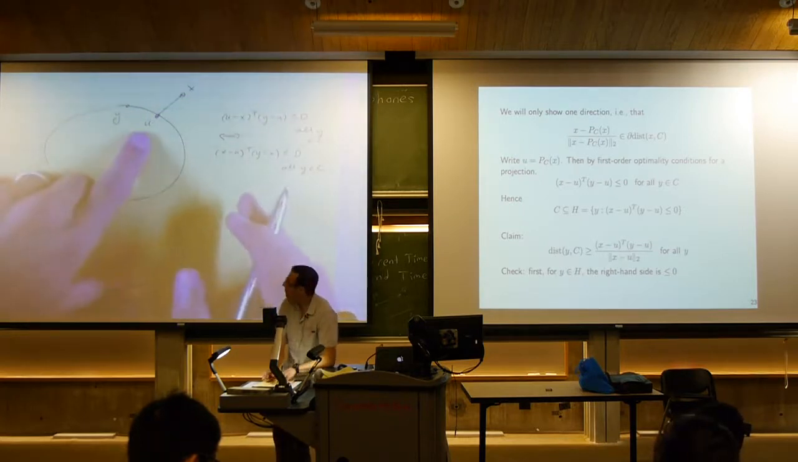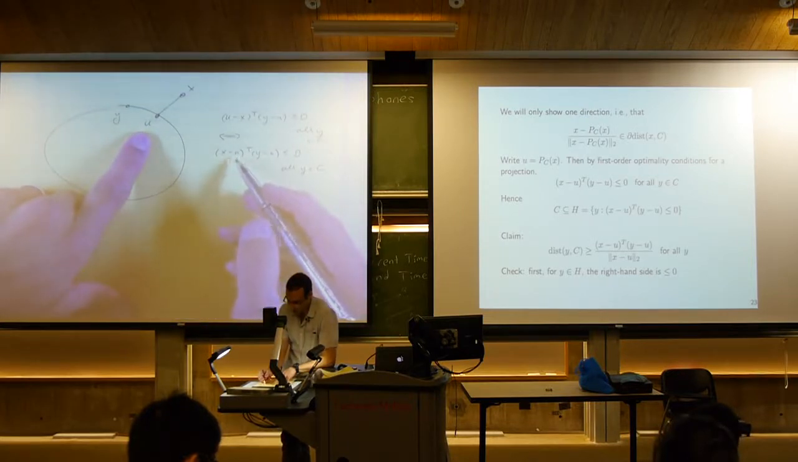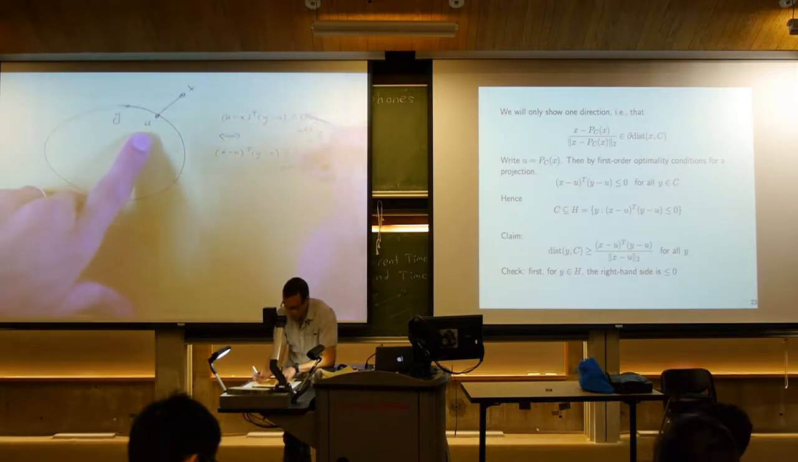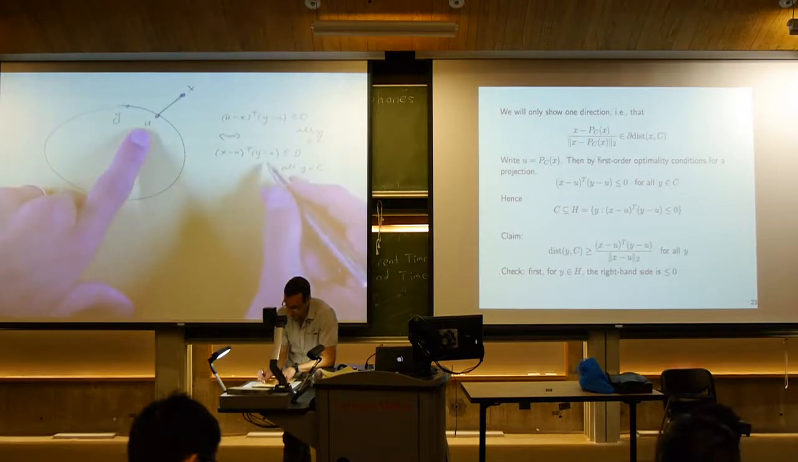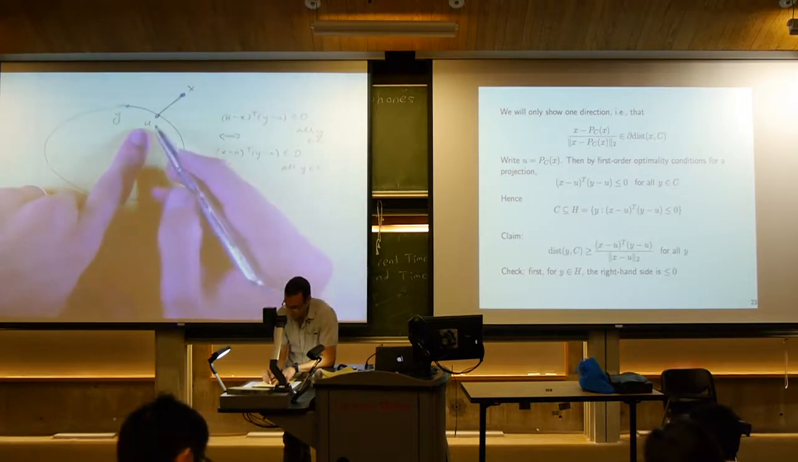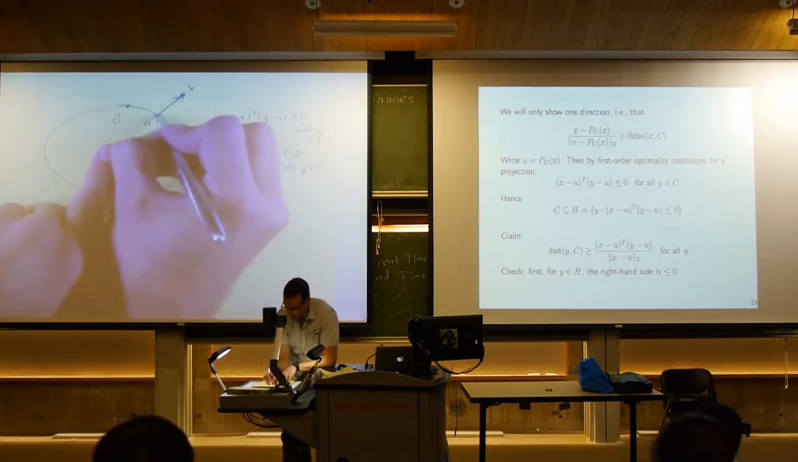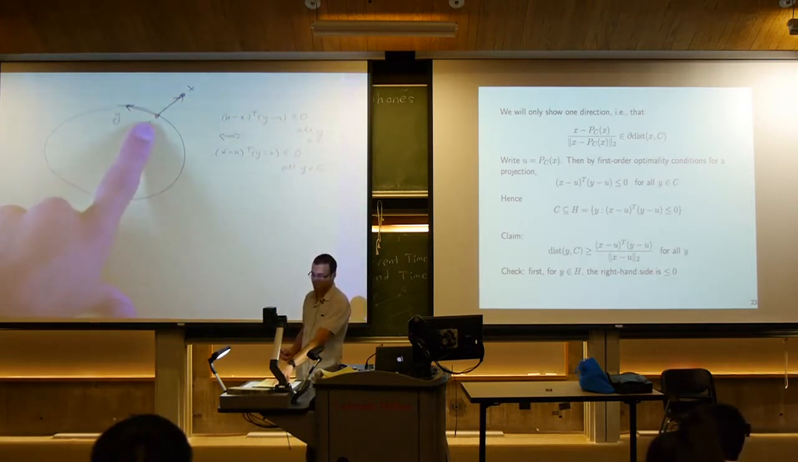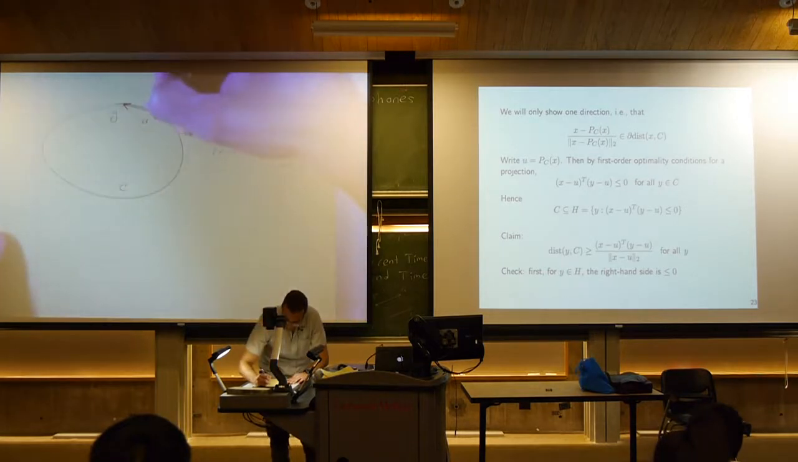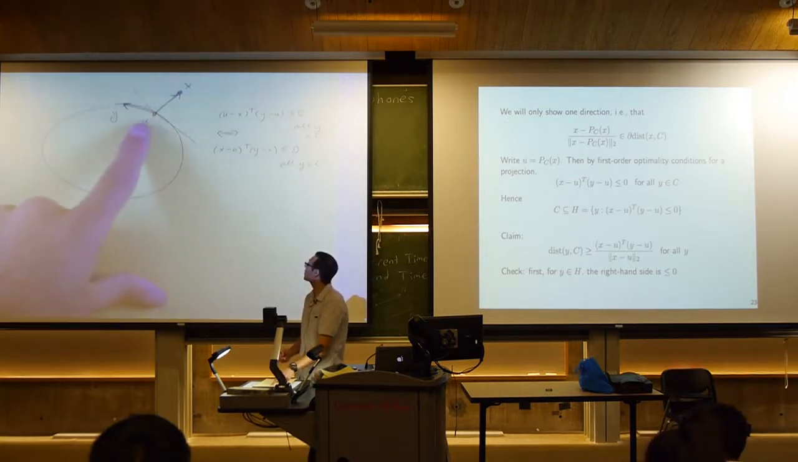So u is the point closest to x in the whole set. If I look at the vector that points from u to x, that's this vector. And I look at the vector that points from u to y, that's this vector. And they have a negative inner product. That means that the direction from u to y has to be lying below this kind of orthogonal tangent line.